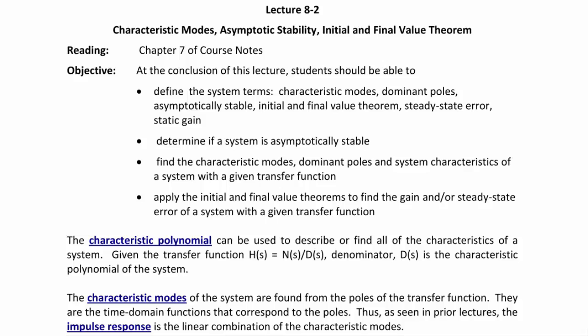The characteristic modes of the system are found from the poles of the transfer function. They are the time domain functions that correspond to the poles. Thus, as seen in prior lectures, the impulse response is the linear combination of the characteristic modes.